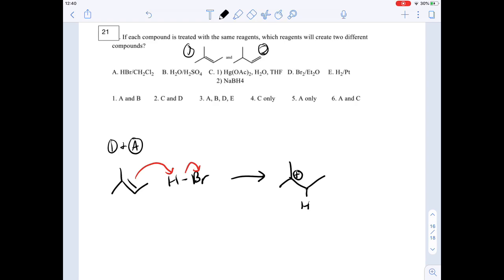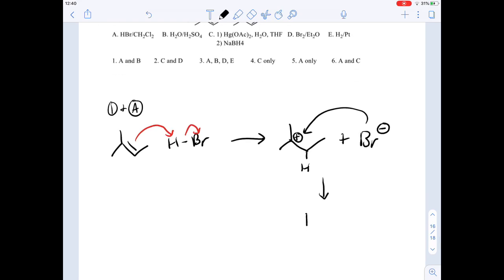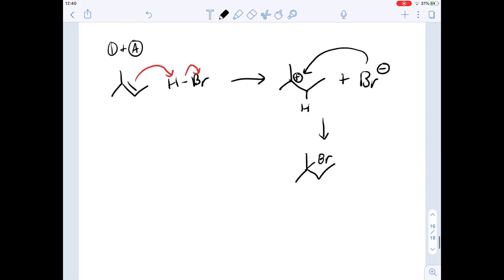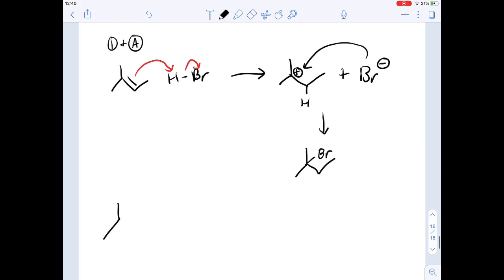So we're going to protonate the less substituted side, leaving a carbocation on the more substituted side. And in this case, there's not going to be any hydride shifts because that is the most stable carbocation you can get here. So then you're going to add the Br anion, and that is going to attach here. So your product for 1A is going to be this, okay? So now let's try with 1B.